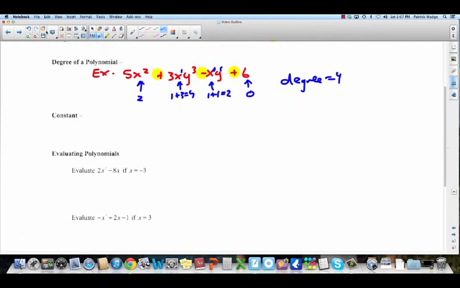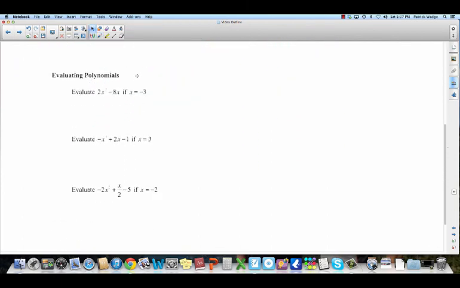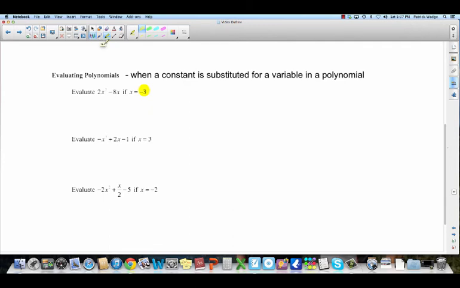Last thing we need to do is evaluating polynomials. Evaluating polynomials is when a constant is substituted for a variable in a polynomial. So what are they talking about here? Well, here's a constant, which you know. You know that x is equal to -3. We're going to substitute that into the variables in a polynomial.